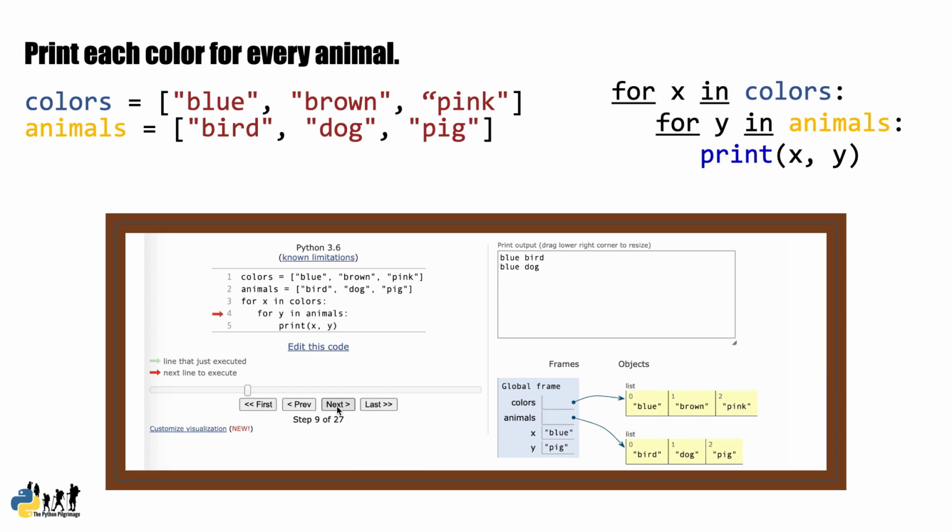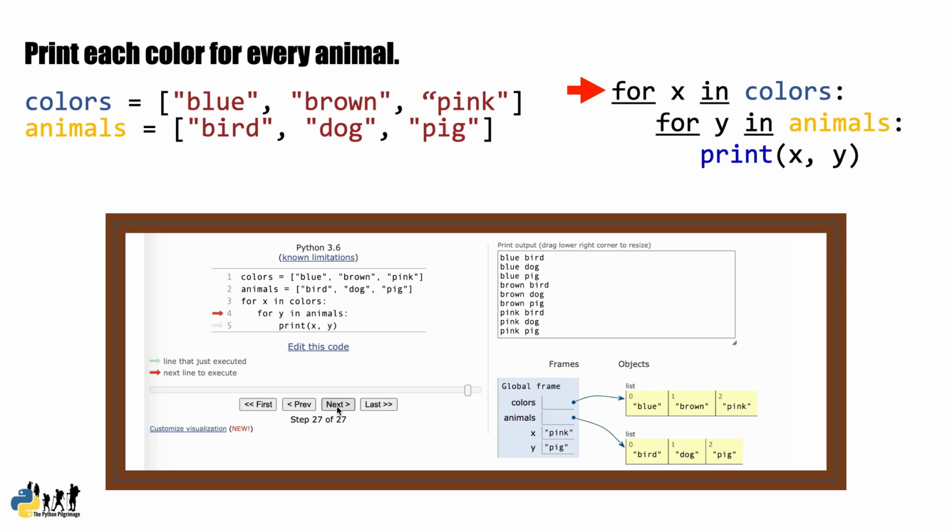In this example, we need to print each color for every animal. So we have blue, brown, and pink in a list called colors. Then we have bird, dog, and pig in a list called animals. In this example, the first for loop is iterating through colors.